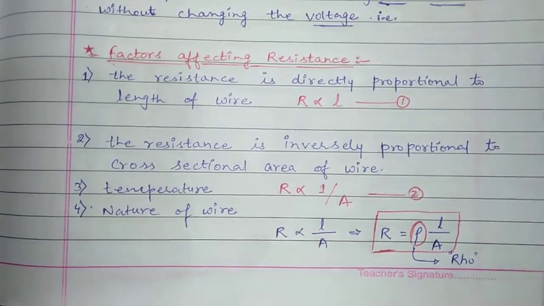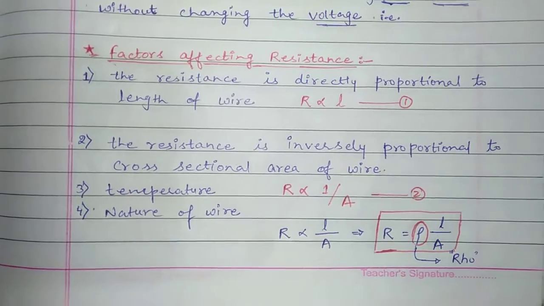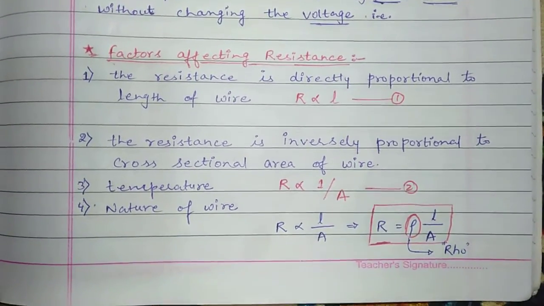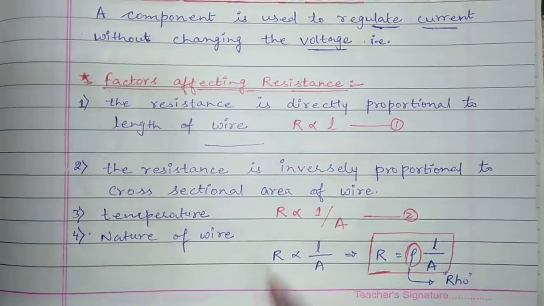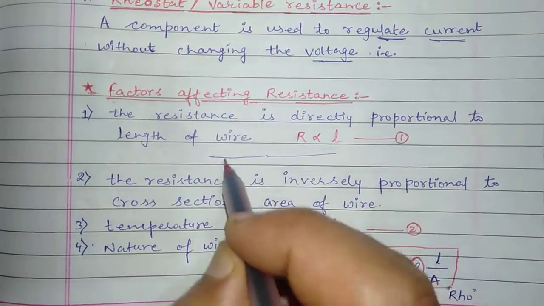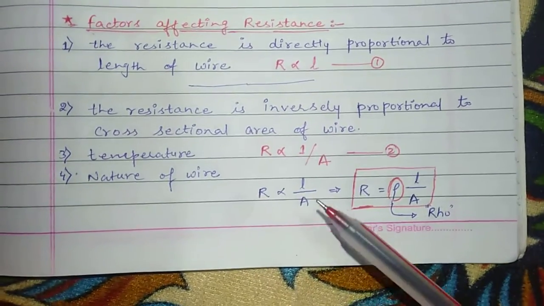Student, this means if we increase the length of the wire, the resistance directly increases. For example, this one is a wire. If we double the length, the resistance also becomes double.